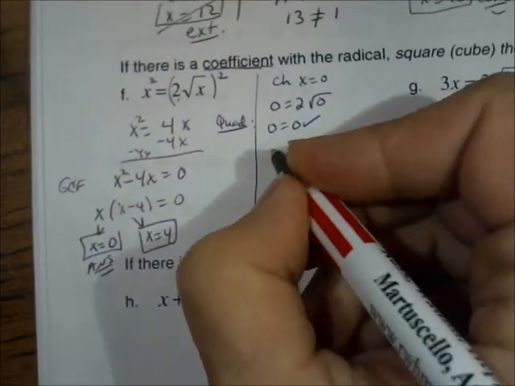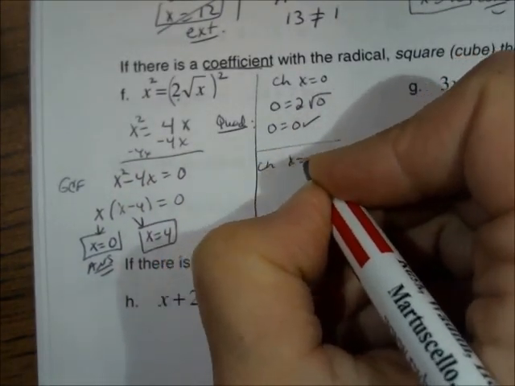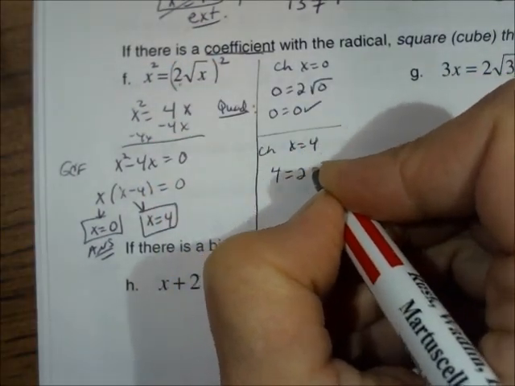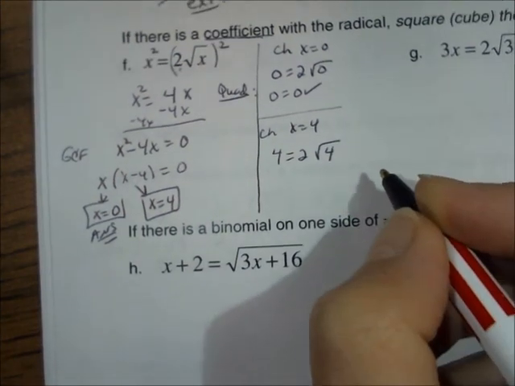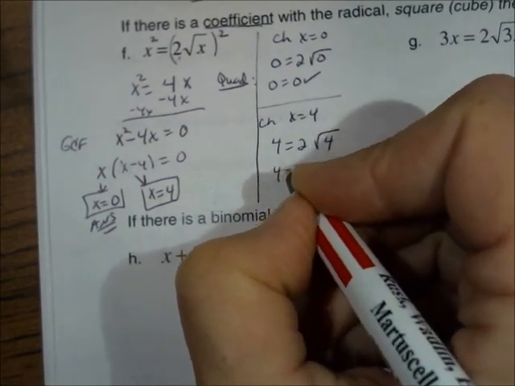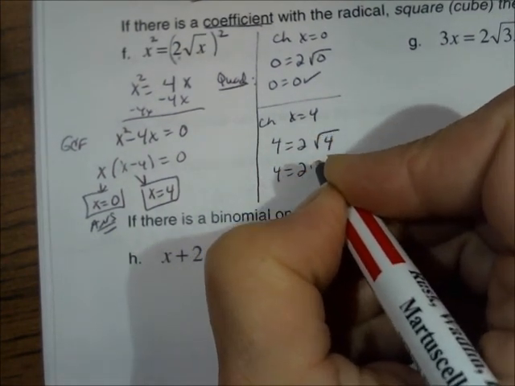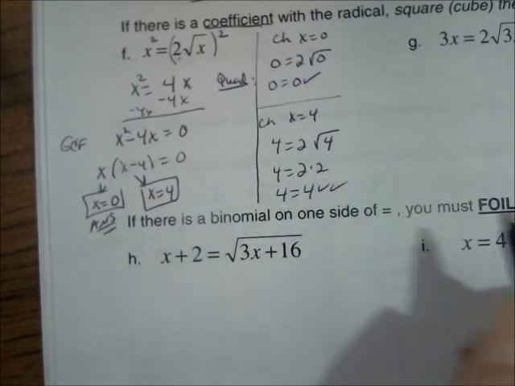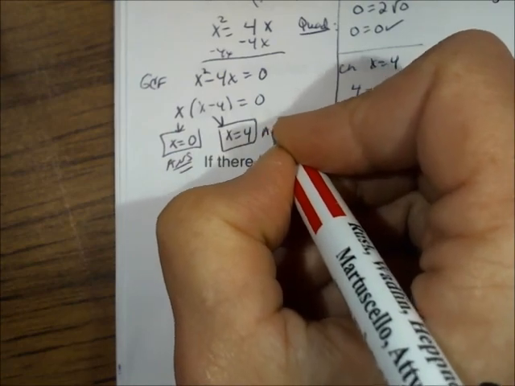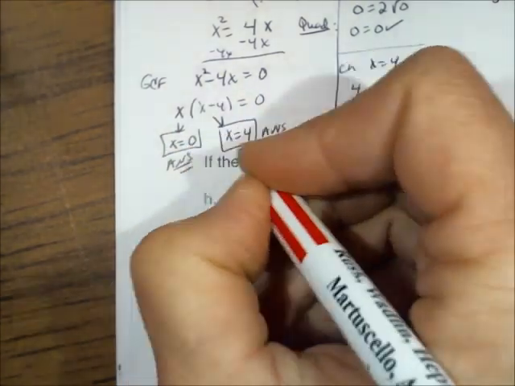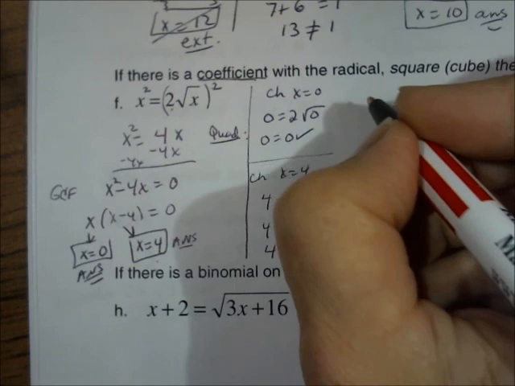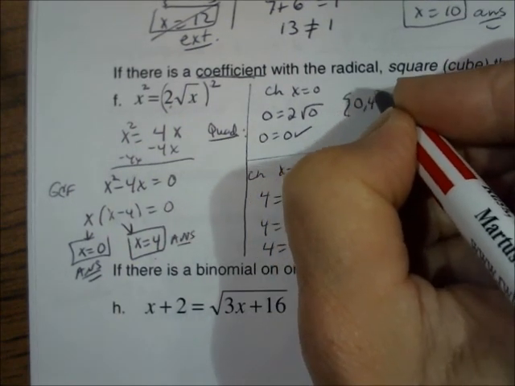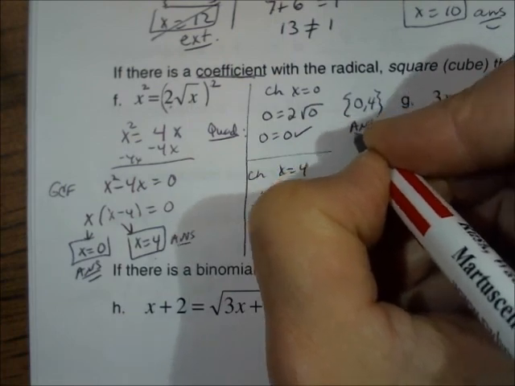Does x equal 4? Let's check. X equals 4. So in the original equation, does 4 equal 2 times the square root of 4? The square root of 4 is just 2. Well, 2 times 2 is 4. 4 equals 4. That one does check. So you have two answers with this. You have x equals 0 and x equals 4. And if you want to be fancy, you can put it in little brackets and say 0, 4 are your answers.